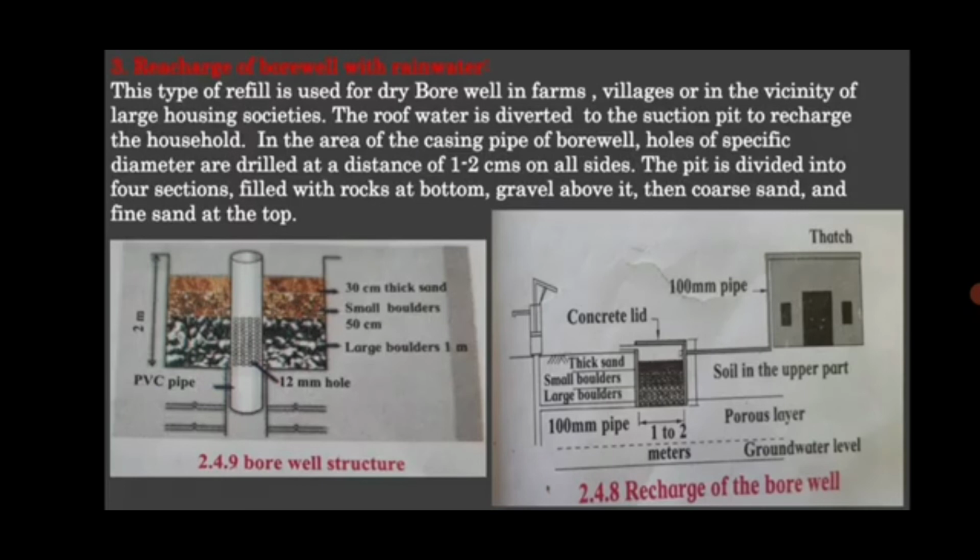In the area of the casing pipe of the borewell, holes of specific diameters are drilled at a distance of 1 to 2 centimeters on both sides. Then coconut strings, which are also called kata, are wrapped tightly, or a plastic mesh is placed on this hole as a filter. Now the pit is divided into 4 sections, filled with rocks at the bottom, then the gravel above that, then the coarse sand and fine sand at the top. So like this, there are 4 levels, or 4 sections.